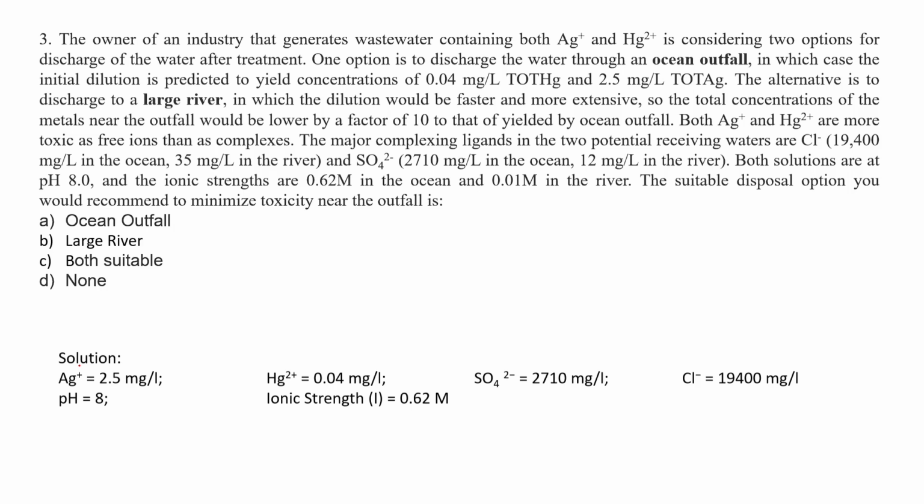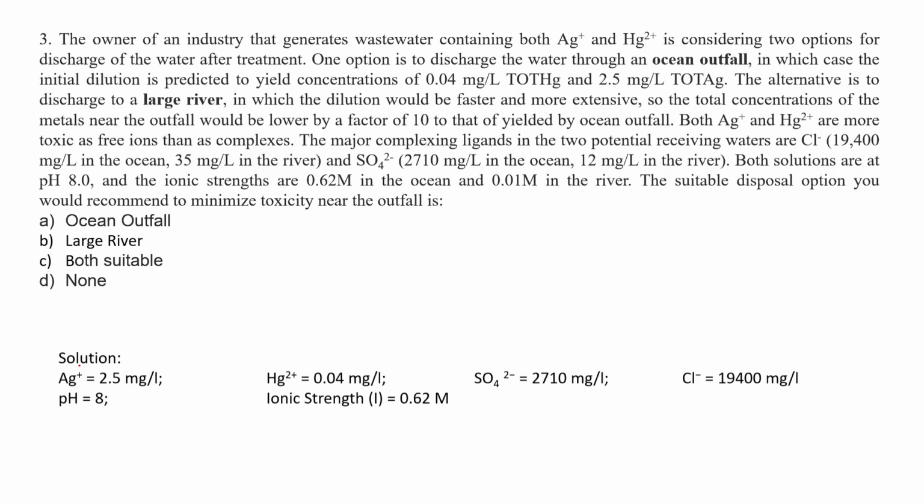So we have to discharge some water after treatment from an industry. We have two options. First one is ocean outfall and second is discharge in the river. So in ocean outfall, the concentration of total mercury and total Ag is given, and for the river, it is said that the concentration will be divided by a factor of 10. And next, it is also said that the free metal ion is more toxic, so we do not want free metal ion concentration to be high. We want it to be very low.